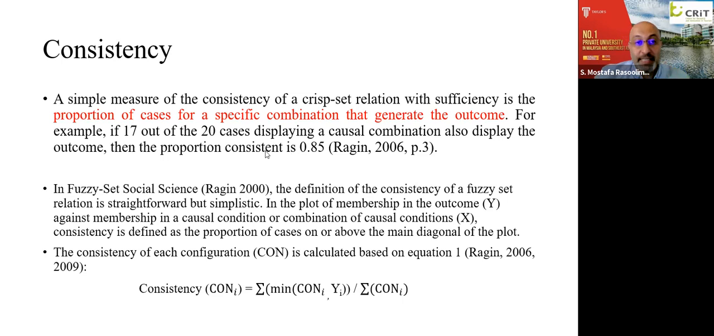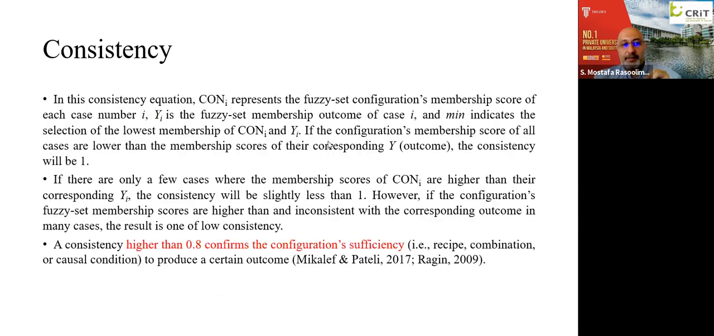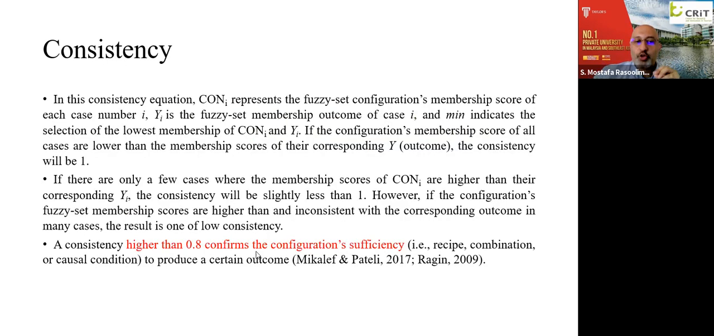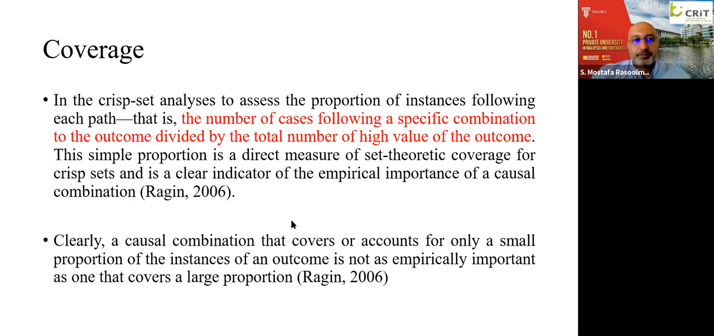But when we come to fuzzy, because we don't have only 0 and 1, and we have different values between 0 and 1, this formula can calculate the consistency value, but the understanding and concept are exactly the same as in csQCA, crisp set. And the value of consistency should be higher than 0.8.